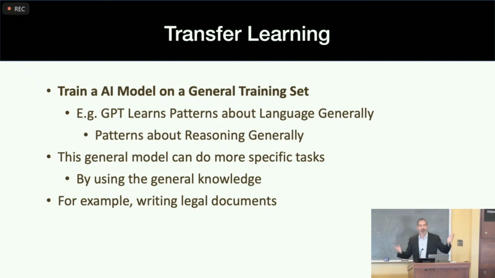Let's convert the entire human textual output, compress it in a neural network of 175 billion parameters, and just try lots of things on it. And it turned out it worked. You can take this general thing and then apply it to almost any task, poetry, coding. It was kind of shocking because that had never worked. But that's called transfer learning.